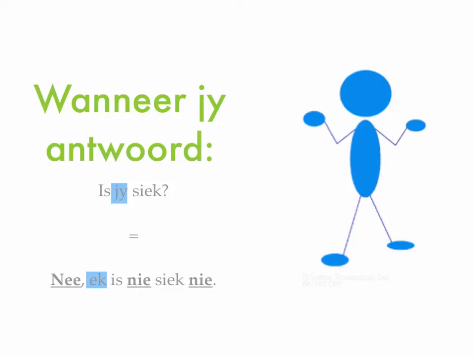Is verb 1, nie comes after verb 1, second negative. Okay. There's your formation, your formula. Nie goes before your subject. Nie, comma. Remember your comma.